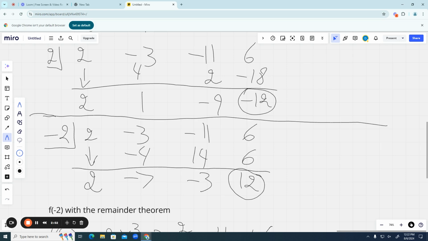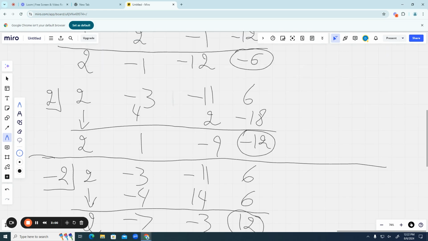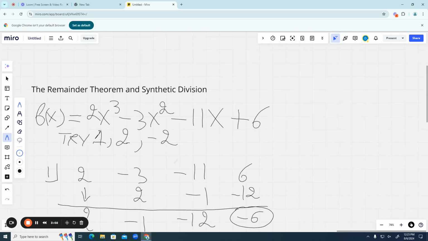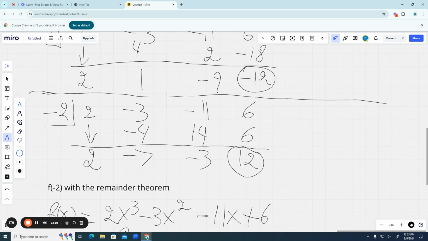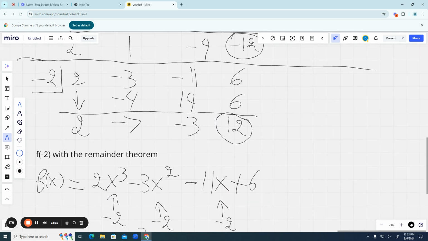So now we're going to do the remainder theorem. The remainder theorem says that with synthetic division, your remainder is actually f of that number. You see this equation here, 2x cubed minus 3x squared minus 11x plus 6. If I start plugging in numbers for x, I'm going to be doing some heavy calculations really quick. So we're doing here an example, f of minus 2.